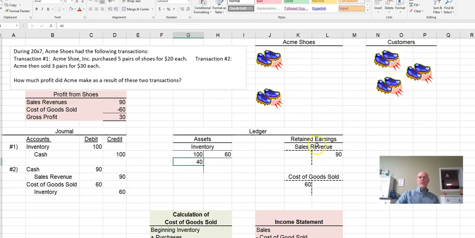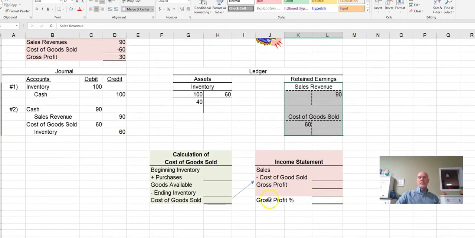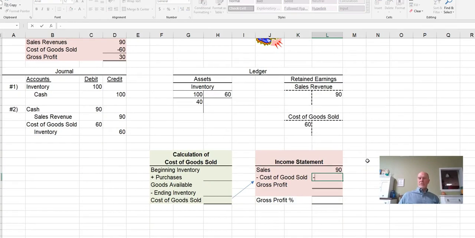Now, if you look here, the sales revenue of $90 minus the cost of goods sold, those are offsetting. Sales is a credit because it's a plus under retained earnings. Cost of goods sold is a debit because it's a minus under retained earnings. But those two would go to the income statement. So let's just do that down here. Sales of 90 minus the cost of goods sold of 60 again gives us that gross profit of 30.